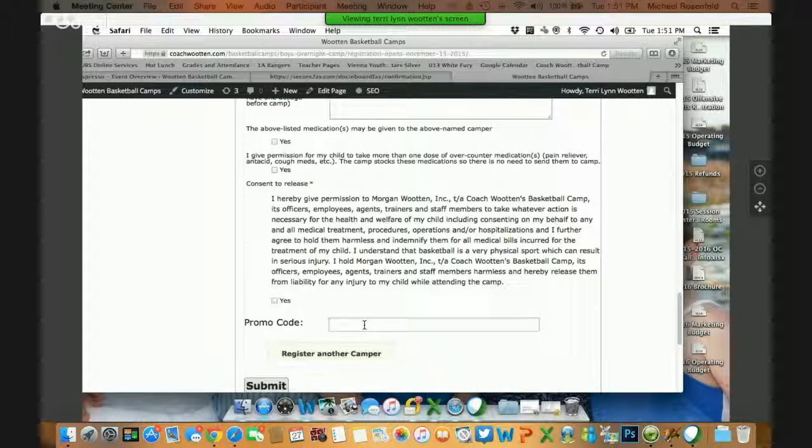Now, some of those codes could be equal to all of tuition, or they could be equal to $10 off, $20 off, whatever number we give them. So that has to be a promo code that I give the parent, the organization or the coaches, and then they enter it in.